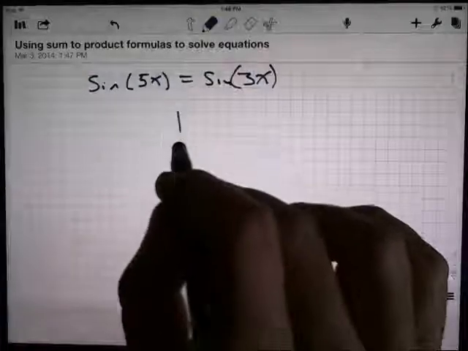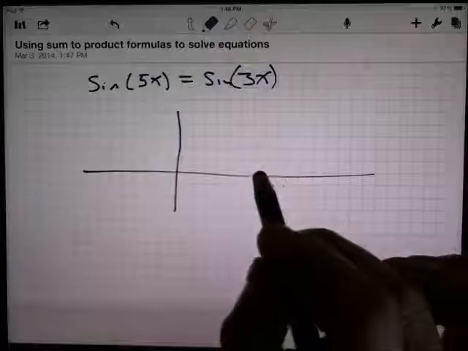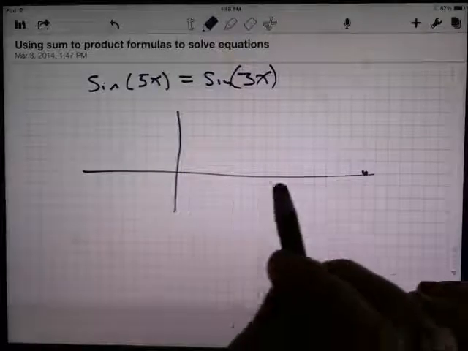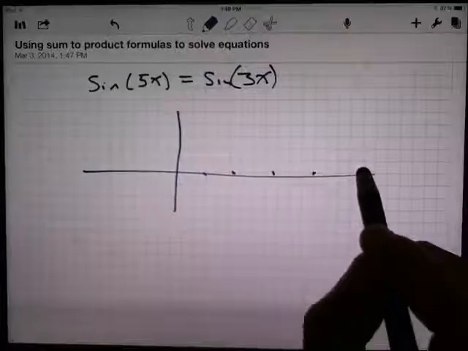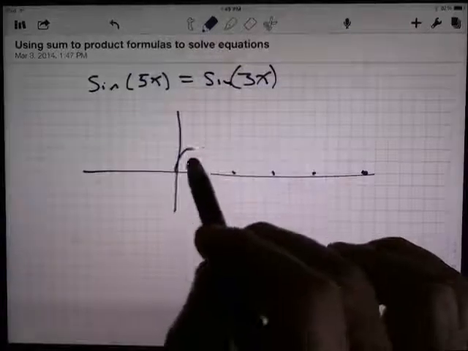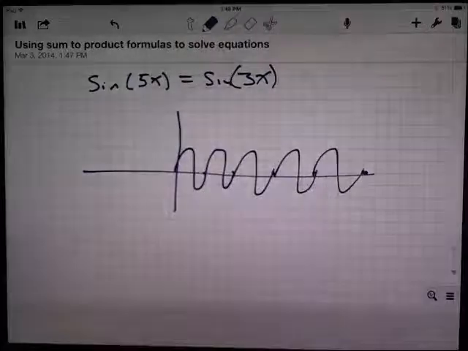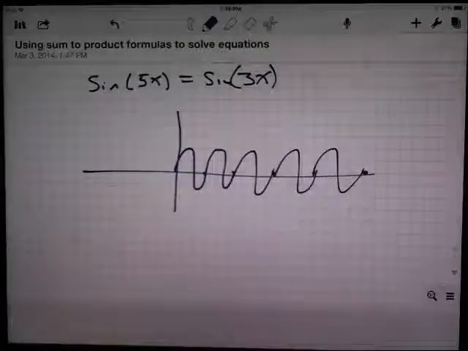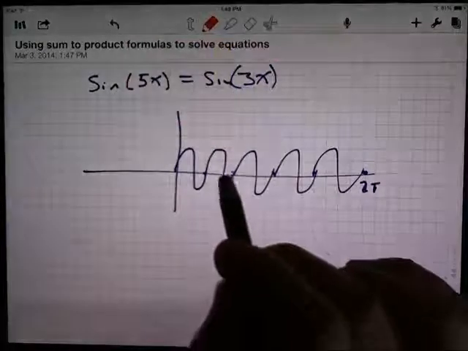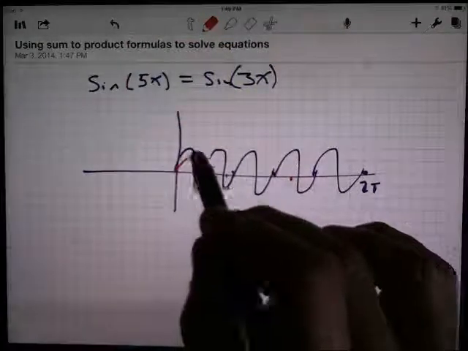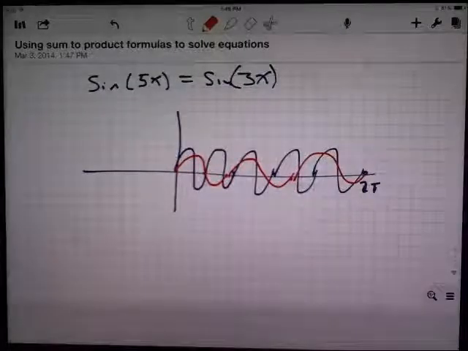Graphically, I see this in the following way. The sine of 5x, if you go from 0 to 2 pi and cut that into 5 equal pieces, is going to vibrate 5 times from 0 to 2 pi. The sine of 3x, on the other hand, is going to vibrate 3 times. So you cut this into 3 equal pieces, and you get something that's going to look like this. And the question is, can you tell where they intersect?